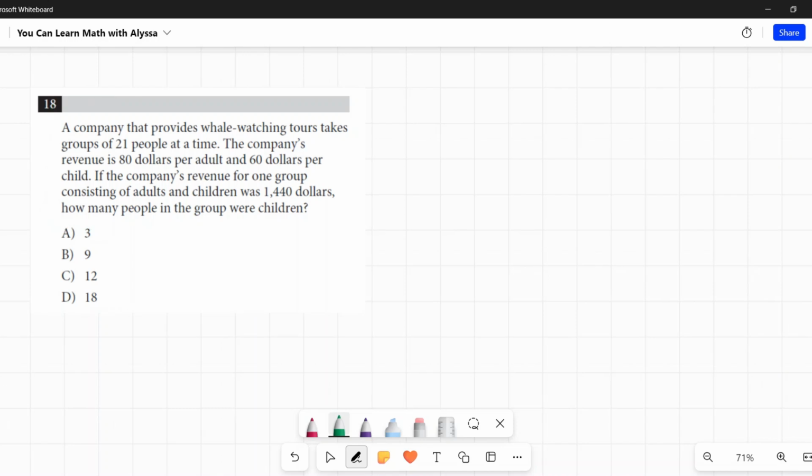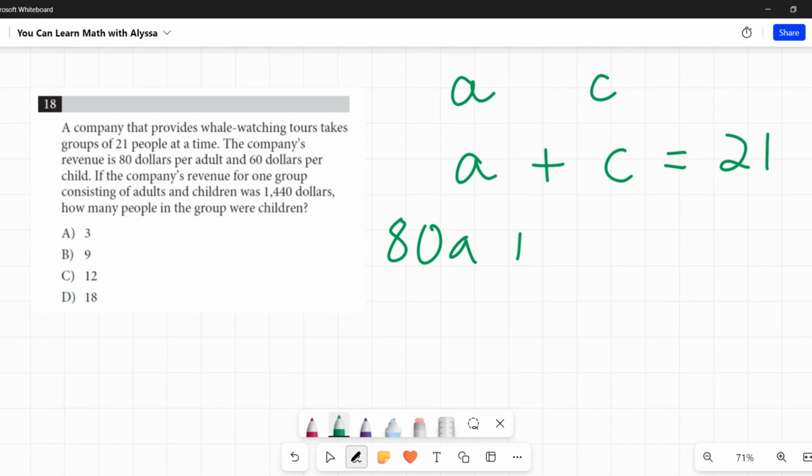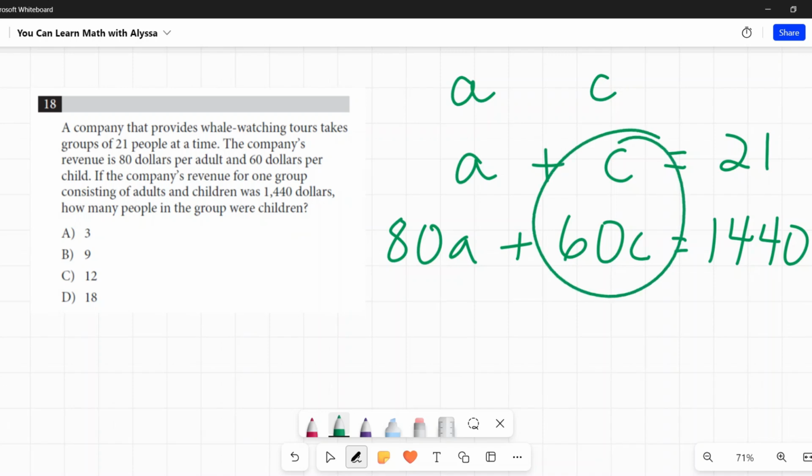The same principle. We're going to read this, break it down, and make two equations out of it. We know there are adults and children, so I'm going to use A and C as my two variables. The group is 21 people at a time, so if I add adults and children together, the total is going to be 21. I don't know how many of each, but together it's 21. Now it's $80 per adult and $60 per child. And they said that together their revenue was $1,440. So when they added all that up, they got $1,440. How many people in the group were children? So I'm wanting to solve for C.